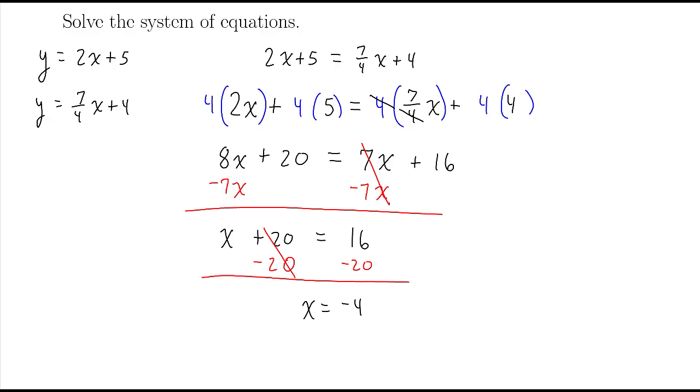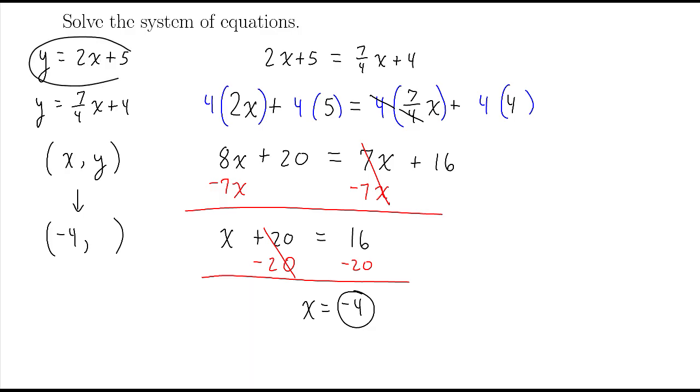Okay, so good. I have the x value. Remember, I'm trying to find the point, right? The x comma y point where these two lines will intersect. Well, the x value is -4. To find the y value, just substitute -4 in for x into one of these equations. You'll get the same answer no matter what. I'm going to go with the one without fractions.